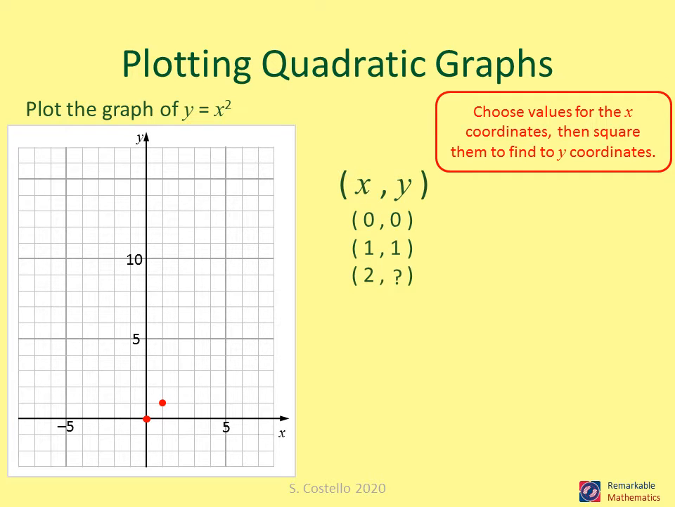When x is 2, y is 2 squared, 4. When x is 3, y is 3 squared, 9. When x is 4, y is 4 squared, 16.